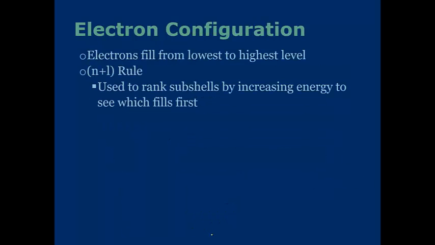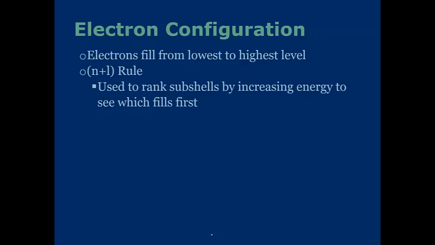When we look at electron configurations, there are a couple rules. For starters, electrons have to fill from lowest to highest level. And there's an n+1 rule to help us with this. There's also a way to shorthand this using the noble gases. Let's do a couple examples.